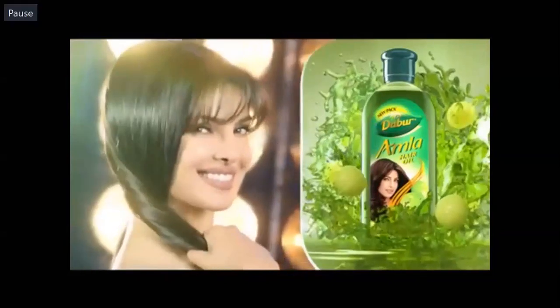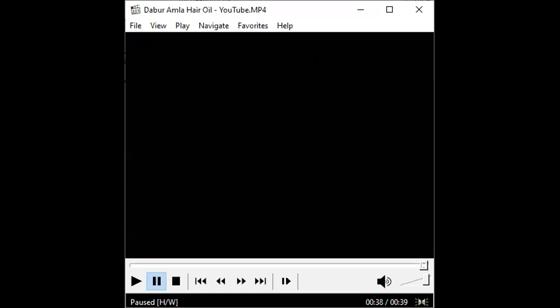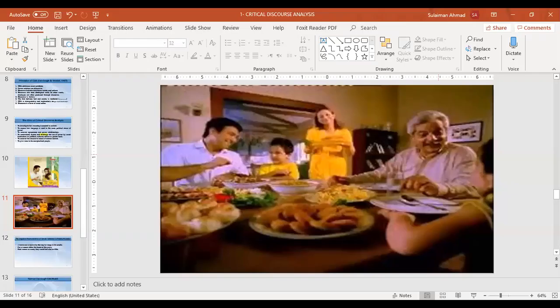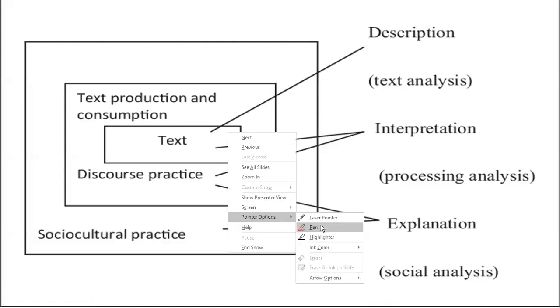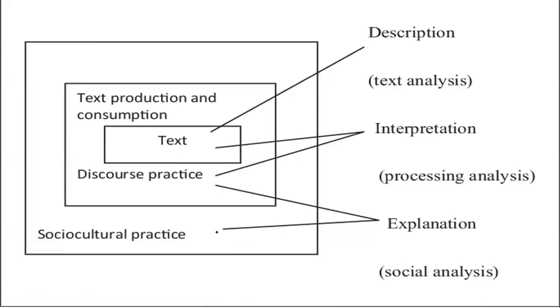Fine. Now, if we look at the various linguistic features used in the advertisement, if you have written them down, can you tell me what the linguistic features were? Tell me the linguistic features which you noted down. Textual analysis, yes, sir. Expert practice. There were samples, irony. Fine. Now, the points which you noted down from that TV commercial.